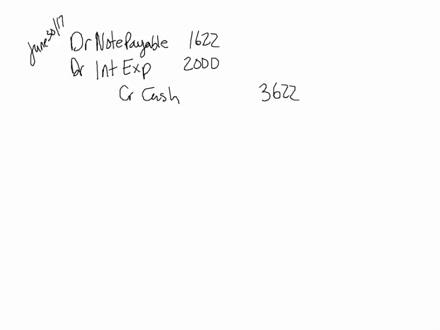So notice again that if I was looking at my T account for the note payable, I would have started with the $100,000. I would have taken away the $1,622, and the balance would have been the $98,378, which is exactly what will show up on my statement of financial position. So now let's go back to the chart.